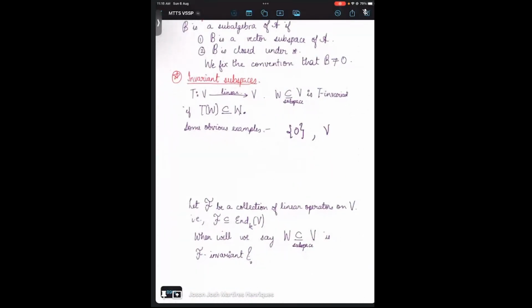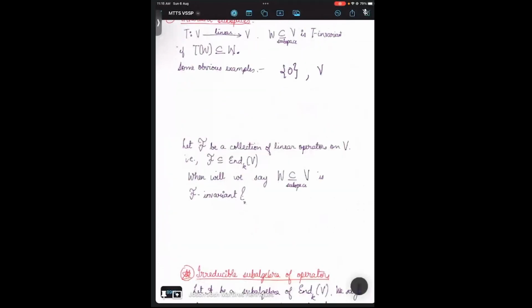Yeah, so I should perhaps write out the setup that I'm talking of. This collection script F has some linear operators. So every element f in this collection script F is going to be a linear map from V to V. Now I fix a subspace W in V. The question is, when do you think I will say W is invariant under this collection? The idea: if W is invariant under every element of that set.